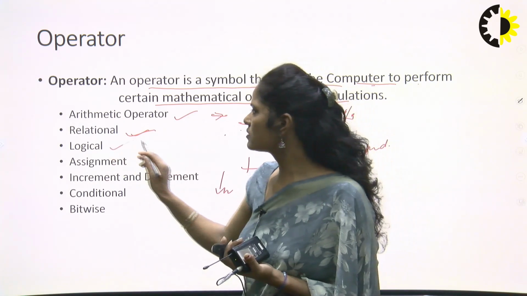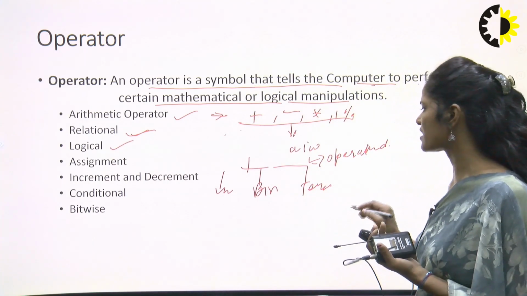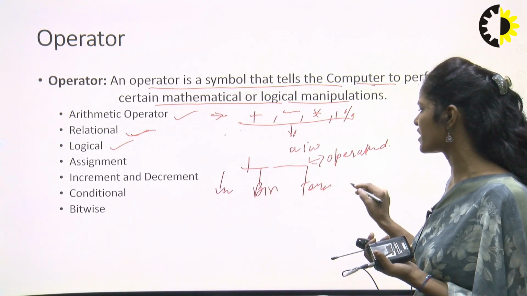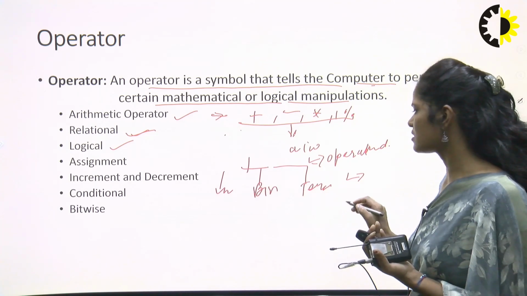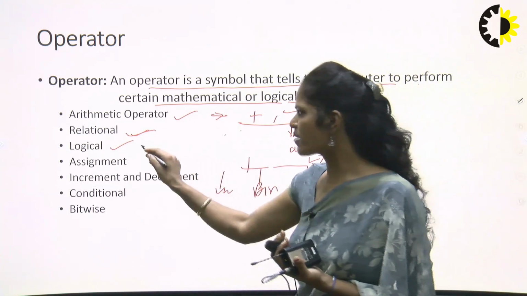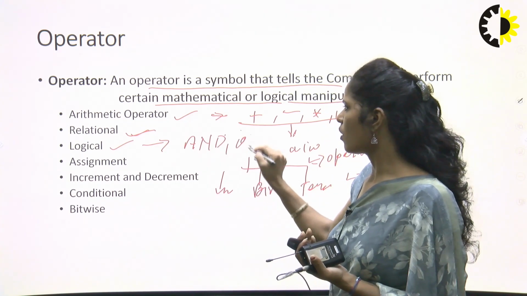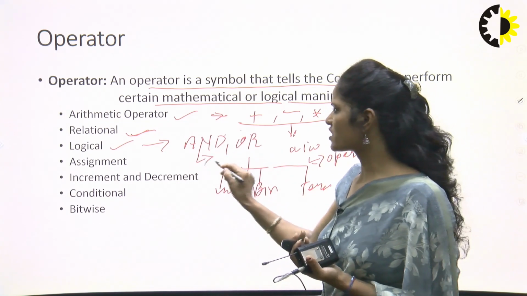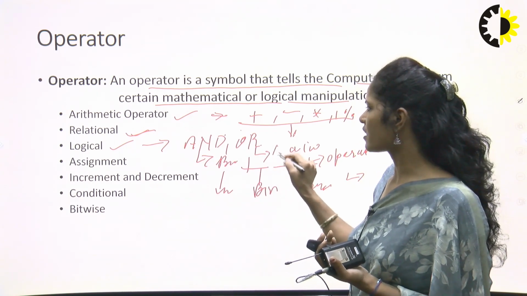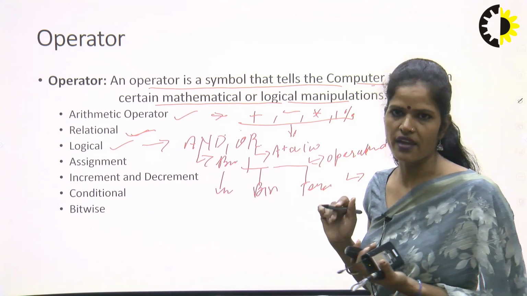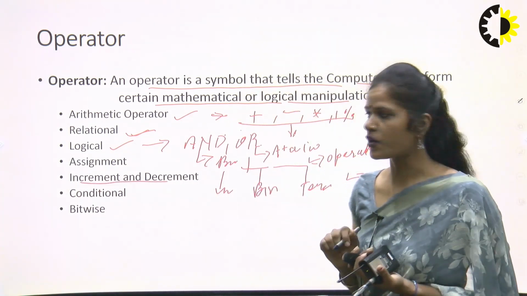Some other categories are logical operators. As the name specifies, logical operators give a yes or no answer. Here we have AND and OR: AND specifies that both conditions must be satisfied, and OR specifies that at least one condition must be satisfied in the program, right? Then there are increment and decrement operators.